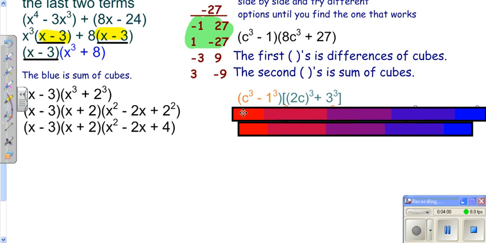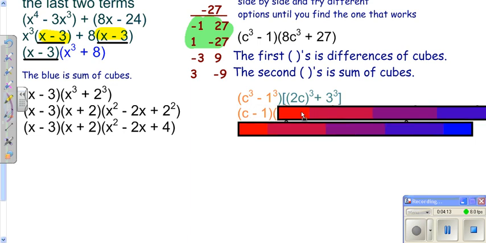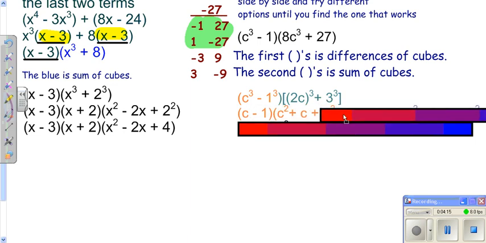So, for the difference of cubes here in the front, you're going to replace all your a's in your difference of cubes formula with a c, all your b's in your difference of cubes formula with a 1. When you look at your sum of cubes formula, you're going to replace all your a's with a 2c, all your b's with a 3.